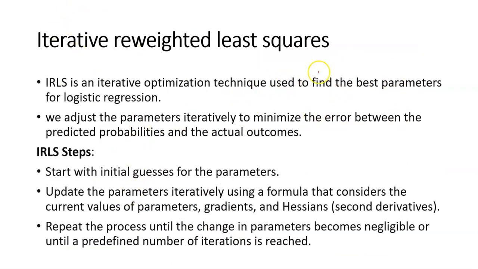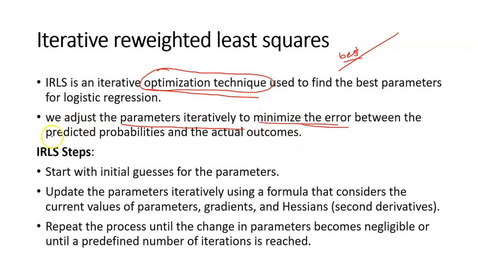Then iterative reweighted least squares. It is nothing but an optimization technique. Drawing a decision boundary is not the objective; drawing the best decision boundary, that is the optimal decision boundary, is my objective. Optimization is nothing but improvement of the performance. So iterative reweighted least squares will adjust the parameters iteratively to minimize the error between the predicted and the actual outcome. It is similar to gradient descent.